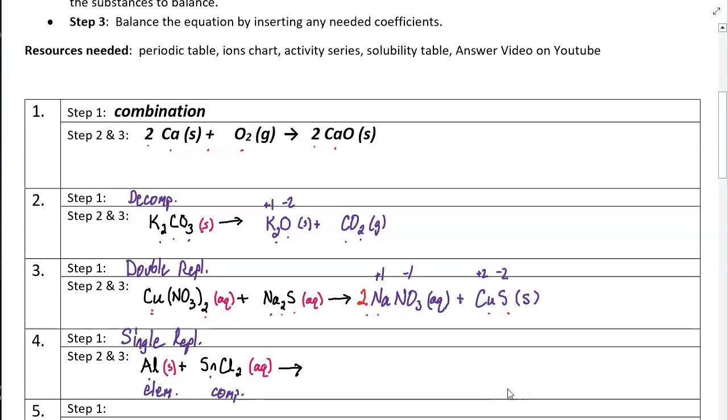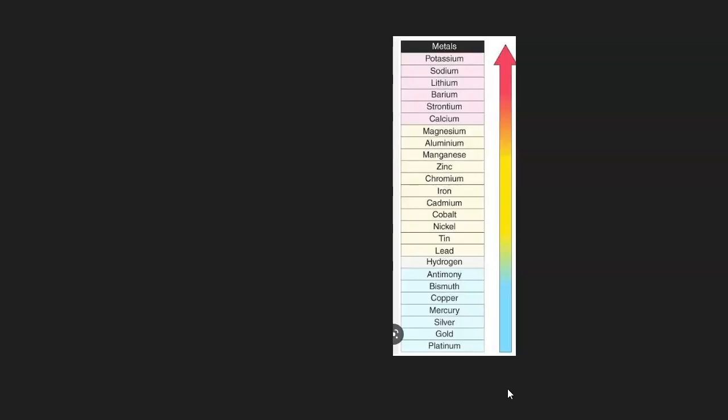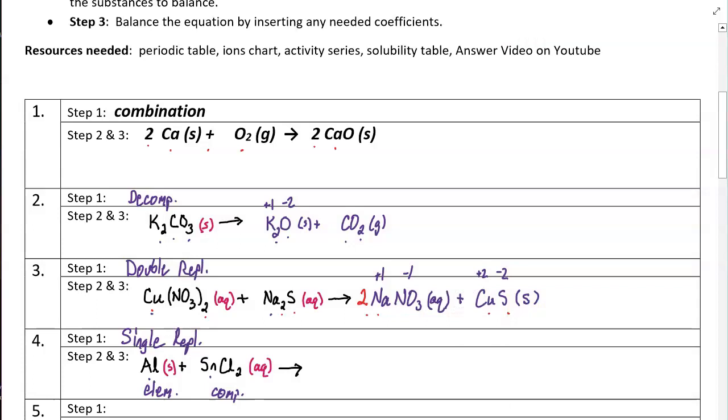However, it is the single replacement reaction that you have to look at the activity series to see if the reaction actually occurs. We have to find out if aluminum is more reactive than tin. On this chart, find aluminum and find tin. And tin is underneath, so aluminum is more reactive than tin. That means that the aluminum will replace the tin in its bond to the chloride.